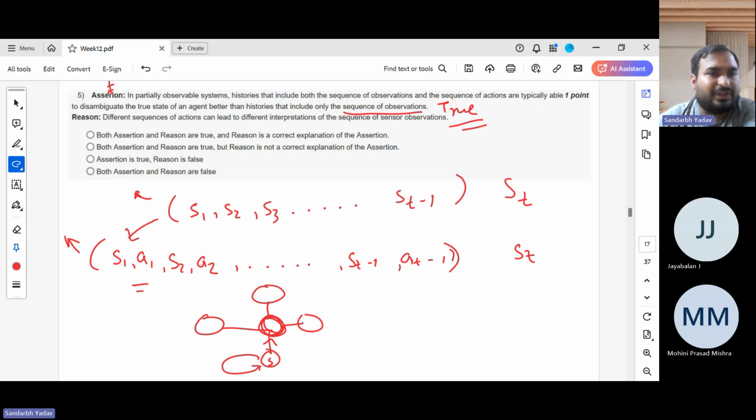And the reason they gave is that different sequences of actions can lead to different interpretations of the sequence of sensor observations. Yeah, again, this is also true. If we had an action like staying in this state, it would lead to a different interpretation, that you might still be in this state. So that is also true. But is this the correct explanation of the assertion? Yes, it is. So both assertion and reason are true, and the reason is the correct explanation of the assertion.